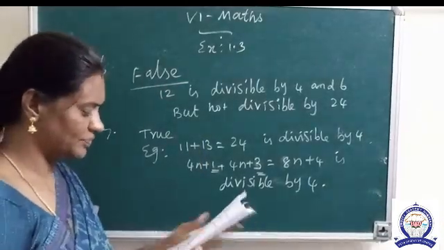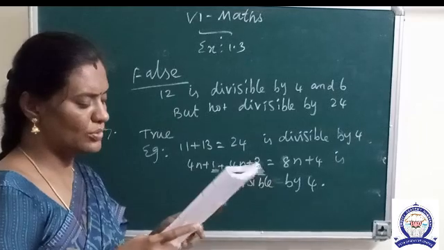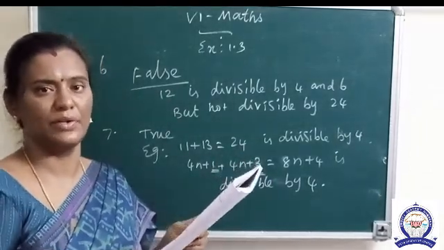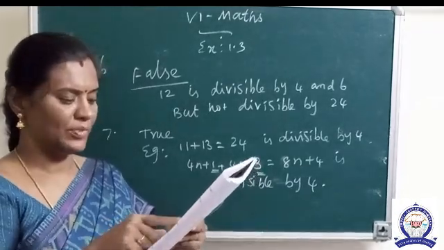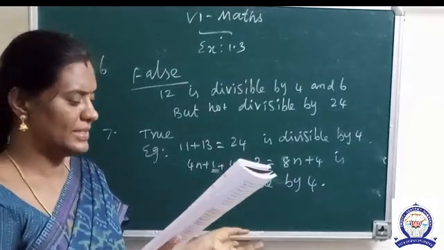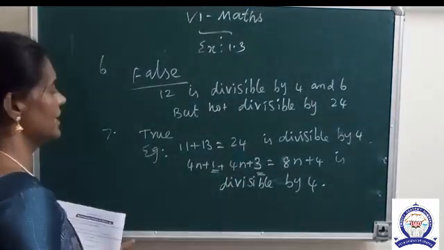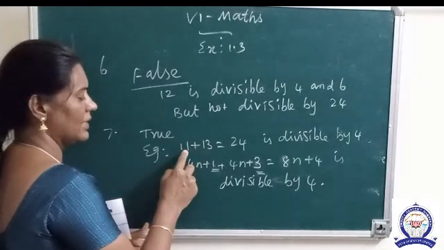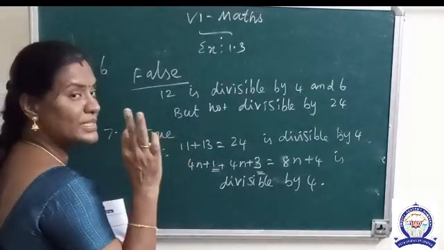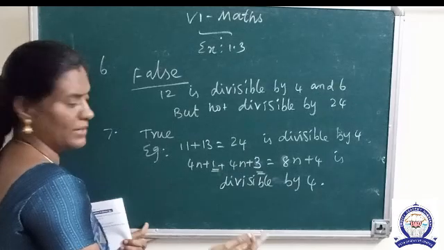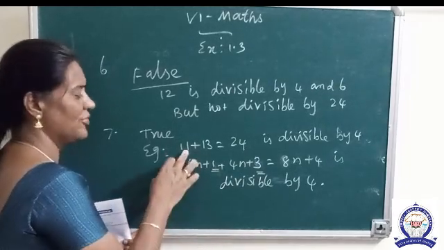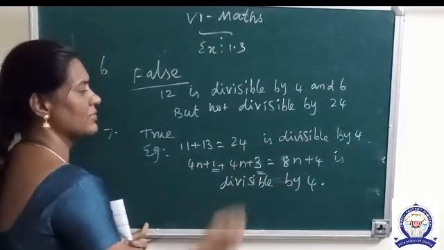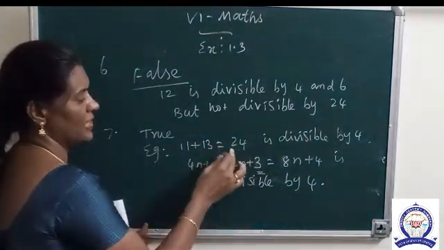Next question. The sum of any two successive odd numbers is always divisible by 4. Justify this statement with an example. Successive odd number means next odd number, consecutive odd numbers. See, yes, the given statement is true because here let us take two successive odd numbers. 11, after 11 the next odd number is 13. 11 plus 13, 24. 24 is divisible by 4 because 6 4s are 24.